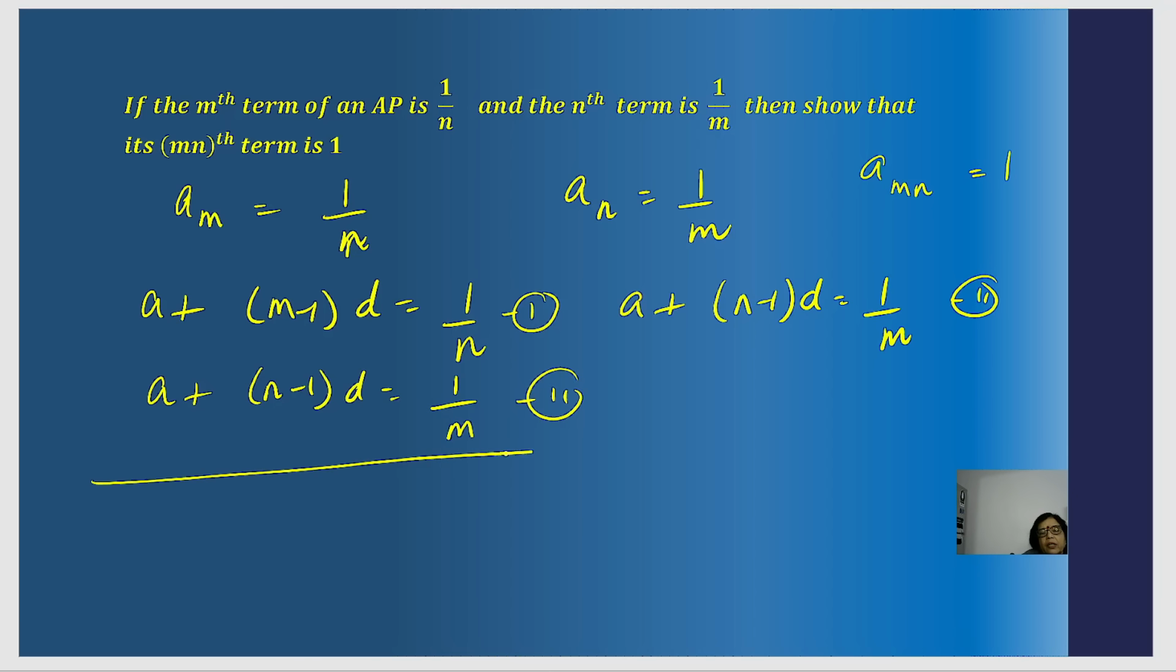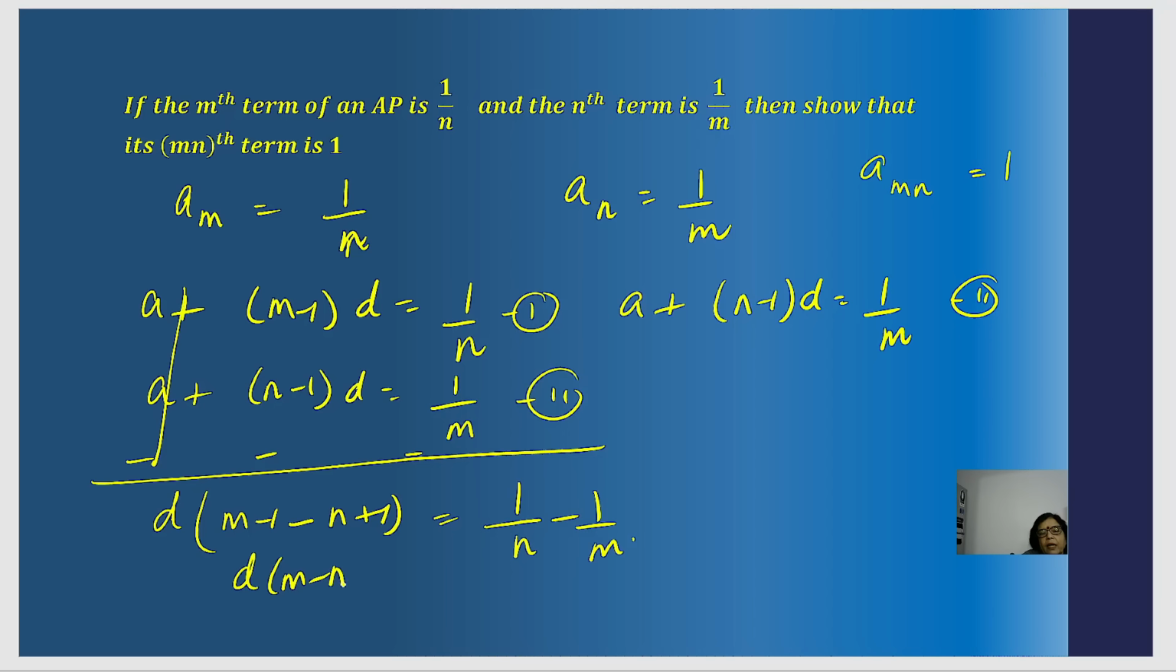If I subtract equation 2 from equation 1, the A and A will get cancelled, and the D term, if I take D common, I'll be left with n minus 1 minus n plus 1 by opening up this bracket. On the right hand side, we'll get 1 by n minus 1 by m. So D into m minus n is equal to m minus n by mn. So D becomes equal to 1 by mn.